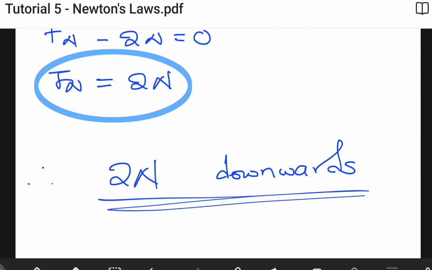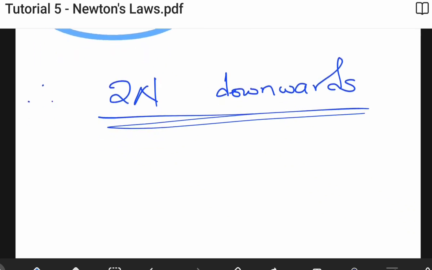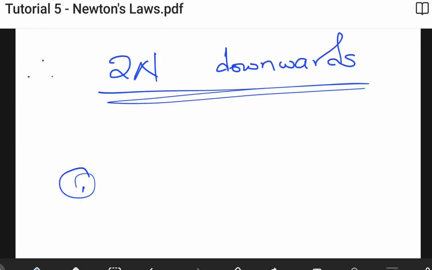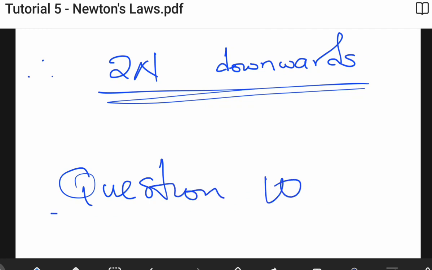So they wanted the magnitude and the direction, so we have specified the magnitude is 2 newtons and the direction is downwards. So with that, we can move on to question 10.